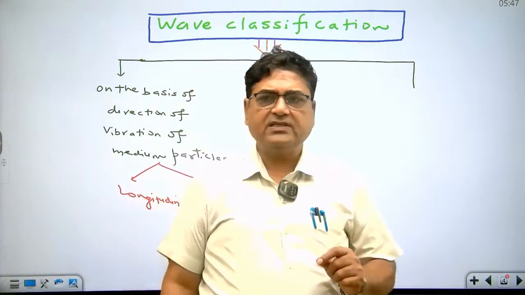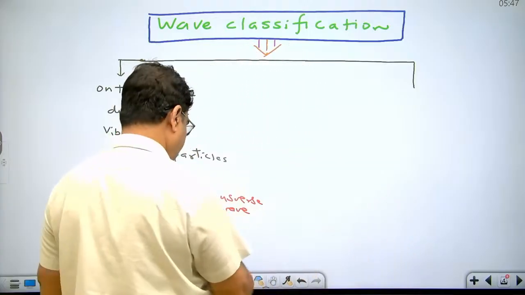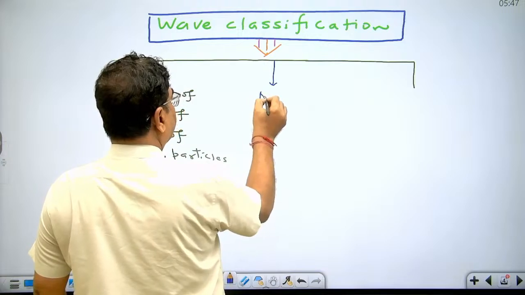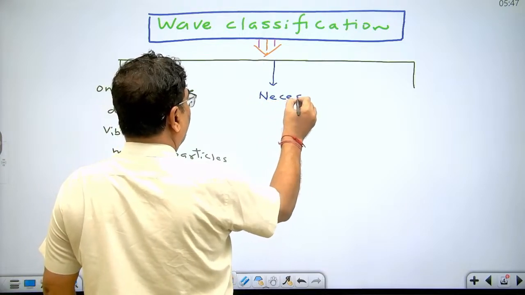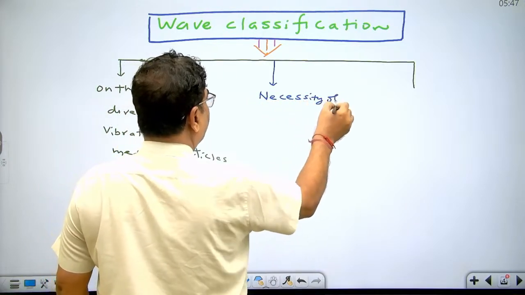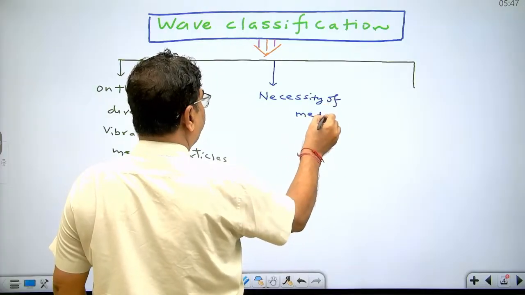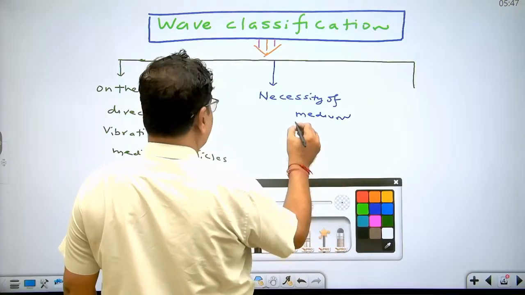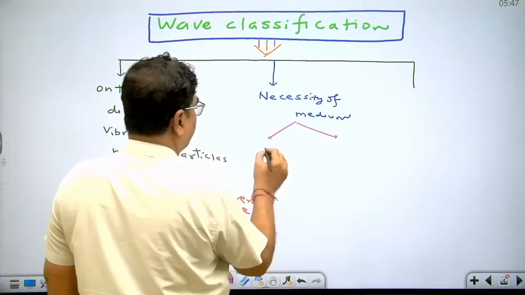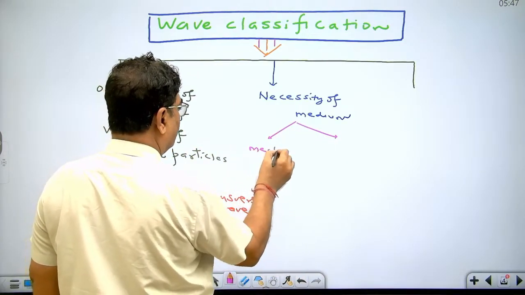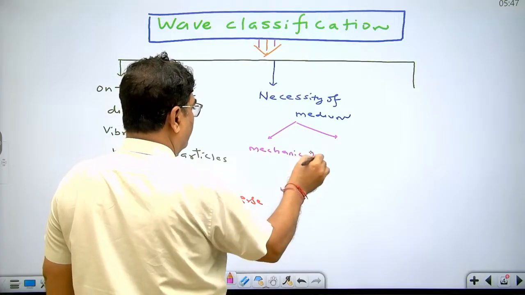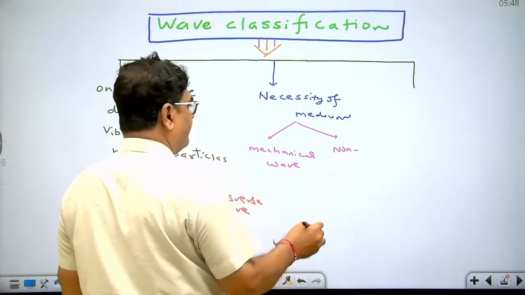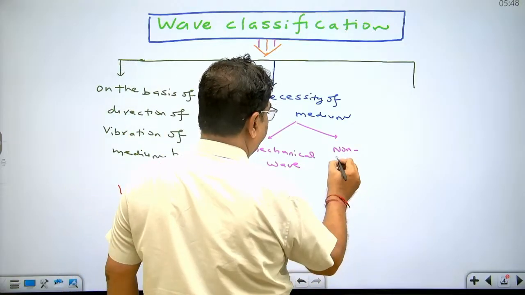Second, on the basis of necessity of medium, wave can be classified as mechanical wave, where medium is essential, and non-mechanical wave, for example, electromagnetic wave.